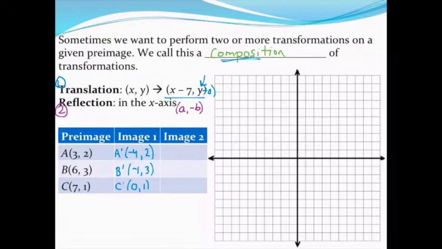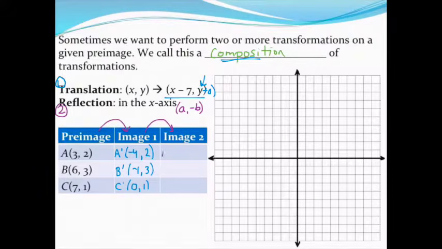Now, this is really important. We want to make sure to find image 2, we use the coordinates from image 1. Just like to find image 1, we use the pre-image coordinates. So we're sort of working our way down the line. We're not going back to the original pre-image coordinates. We want to apply this series of transformations. So each time we're using only the column before in this chart to stay organized.